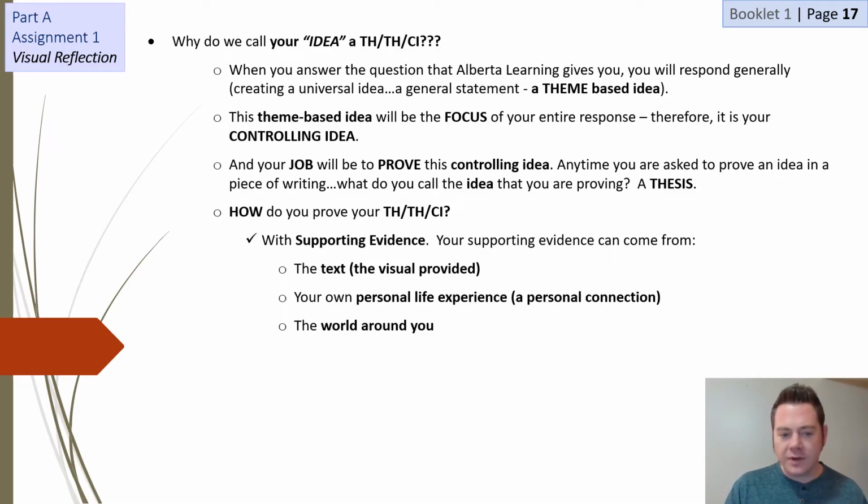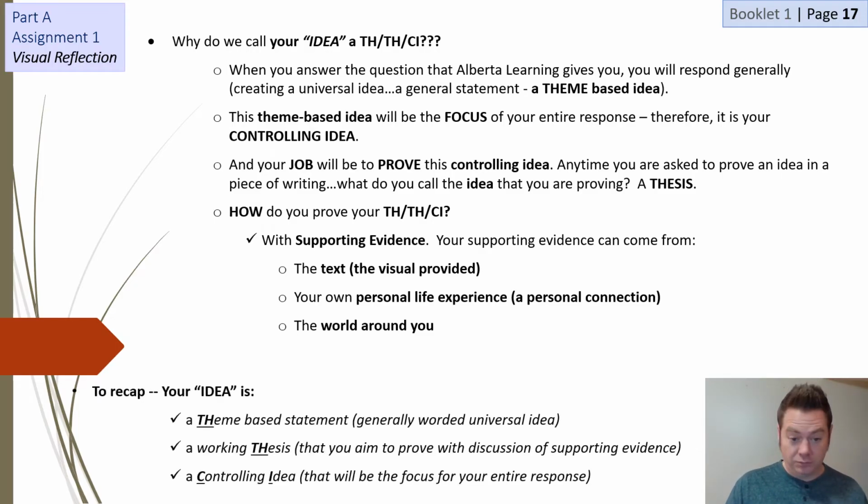Anytime you're asked to prove an idea in a piece of writing, what do you call the idea that you're proving? A thesis. It's your argument. So how do you prove your theme thesis controlling idea? With supporting evidence. Your supporting evidence can come from the text, which is the visual provided to you. It can come from your own personal experience, so some sort of a personal connection you have to it. It could come from the world around you.